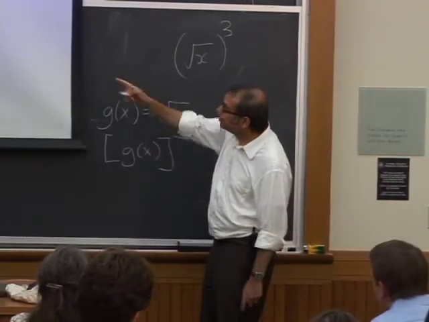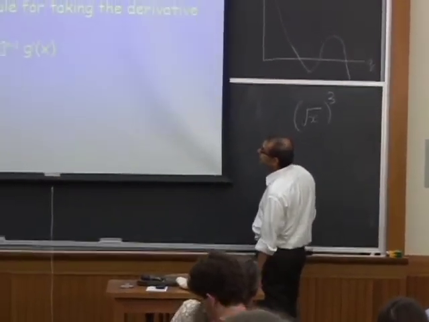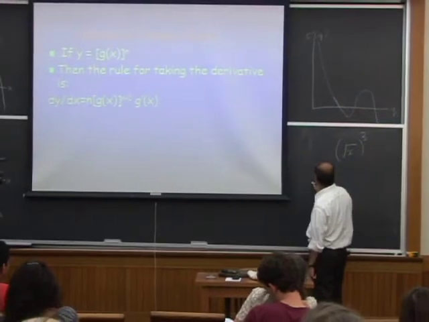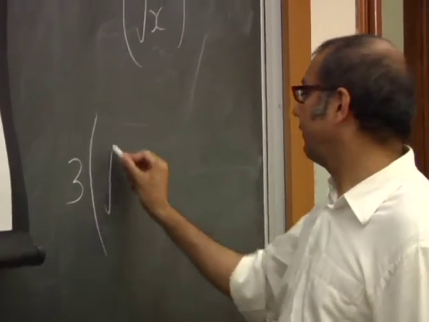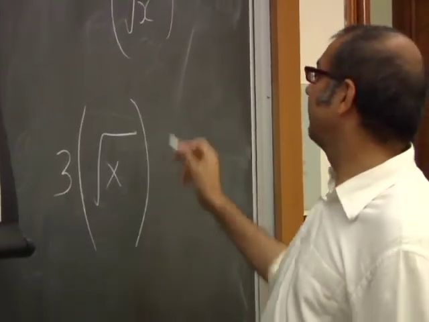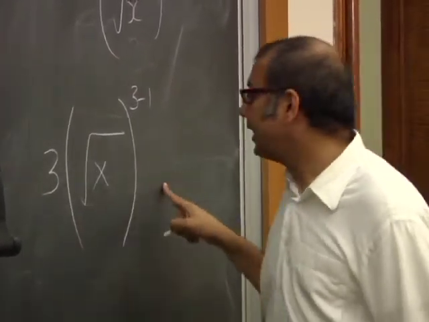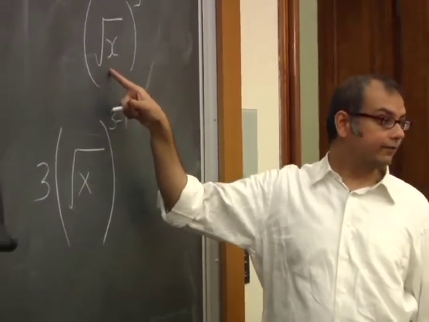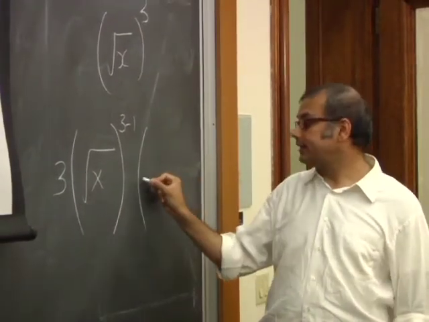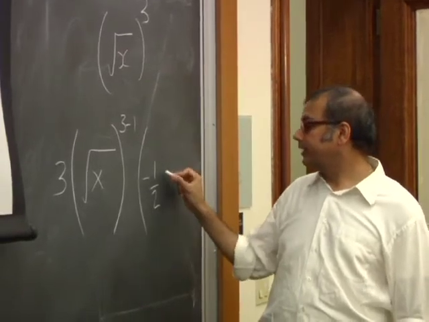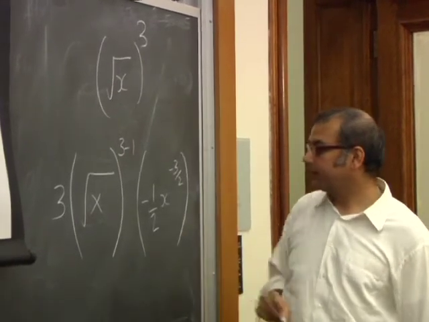Or you could use this approach, which says that you're going to take the n, that's the 3, times the inside function, and then 3 minus 1, okay, times the derivative of the inside function. And here, what's the derivative of the inside function? Well, that's minus half x to the minus 3 halves, right?